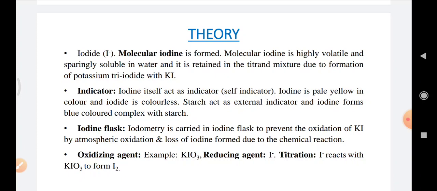What is the oxidizing agent? The oxidizing agent which we are using is potassium iodate. What is the reducing agent? The reducing agent is iodide. So this is a redox reaction. We can perform the titration between the iodide ion, which will react with the potassium iodate and will form the I2.